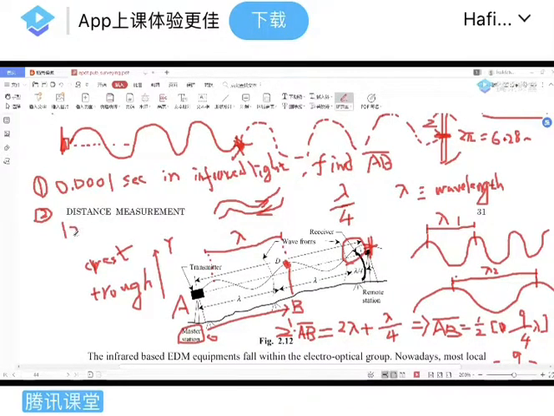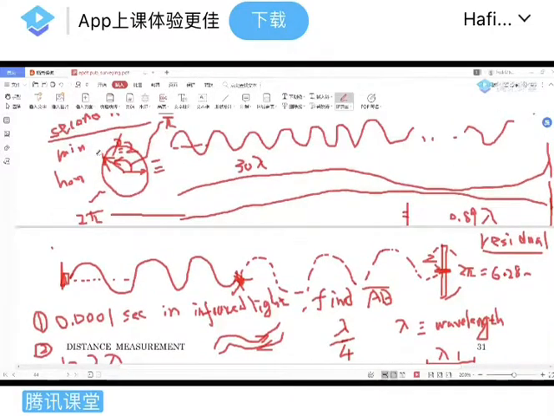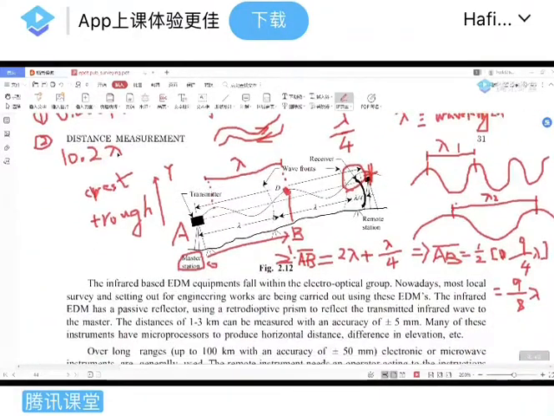10 cycles. Anyway, 10 wavelengths. 10.2 wavelengths. Again, it's in infrared light, and then calculate this. So this is a measurement. You base it on the hour, minute, and the hand, and then you get this.